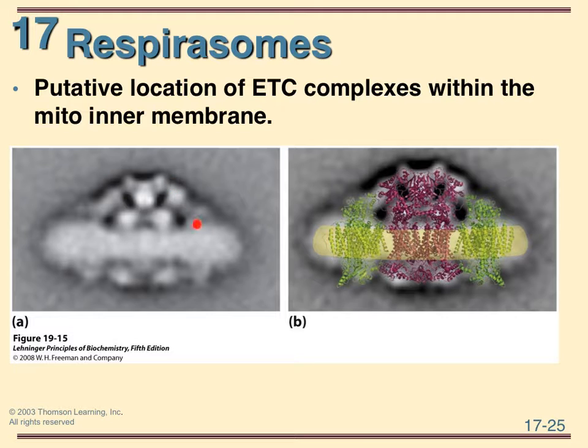And you can kind of see these spaceship-looking things together using different forms of microscopy. And so it shows you that complex 1 is not that far apart from complex 3, and so on and so forth, because they co-localize within the same region of the membrane. And there are lots of them.